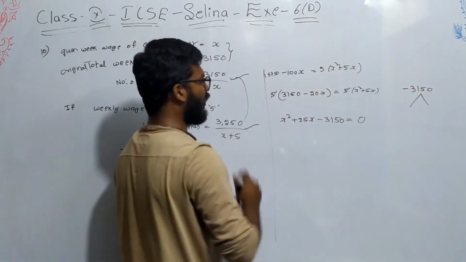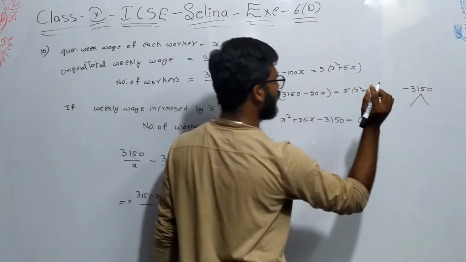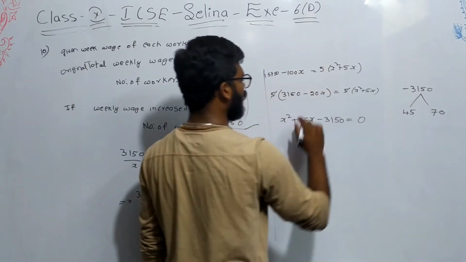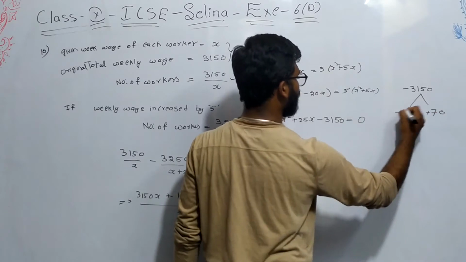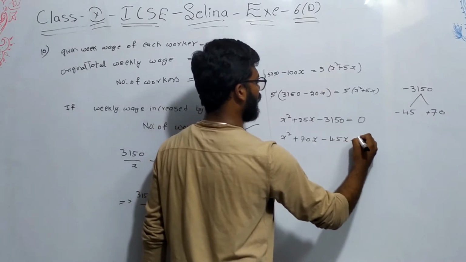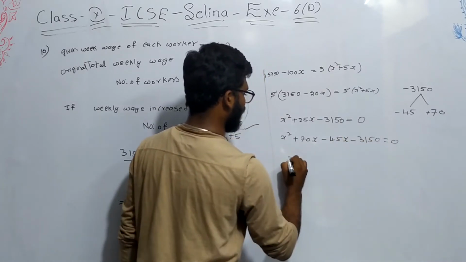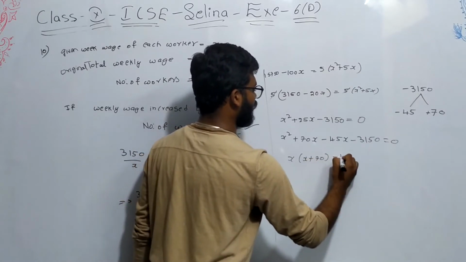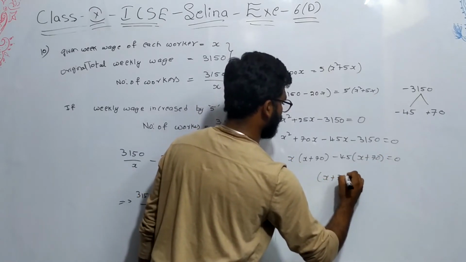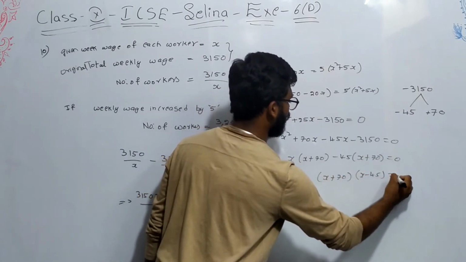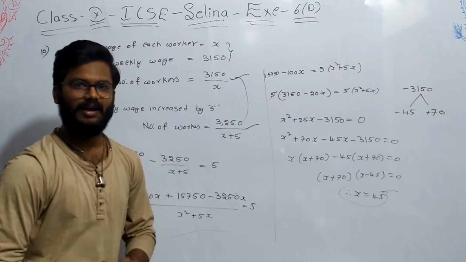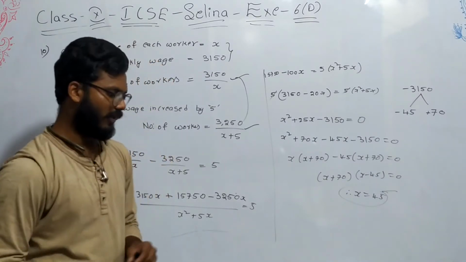So we have to find factors such that if you multiply, we get 3150, and if we add, we get 25. The factors will be 45 and 70. Here we get plus 70 and here minus 45. So x square plus 70x minus 45x minus 3150 is equal to 0. So x into x plus 70 minus 45 into x plus 70 is equal to 0. So x plus 70 into x minus 45 is equal to 0. Therefore x is equal to 45.